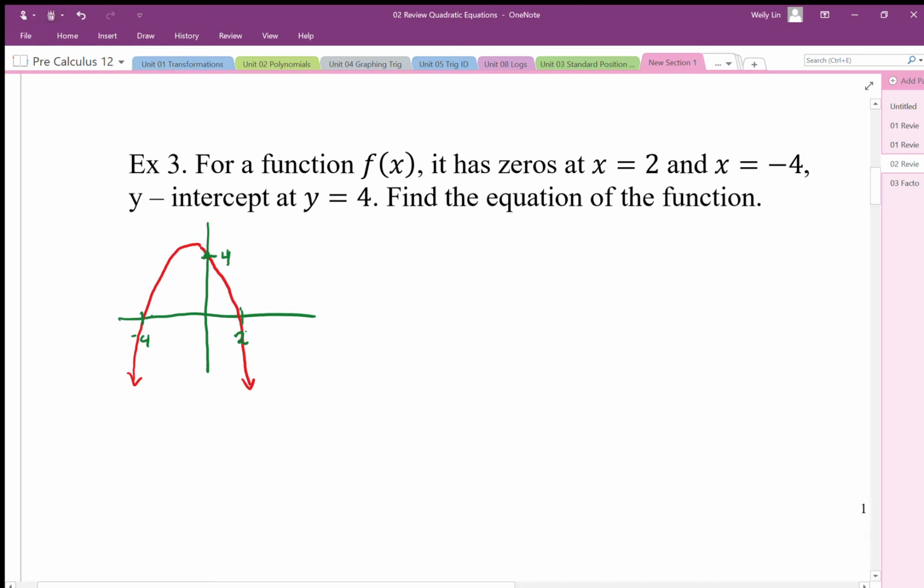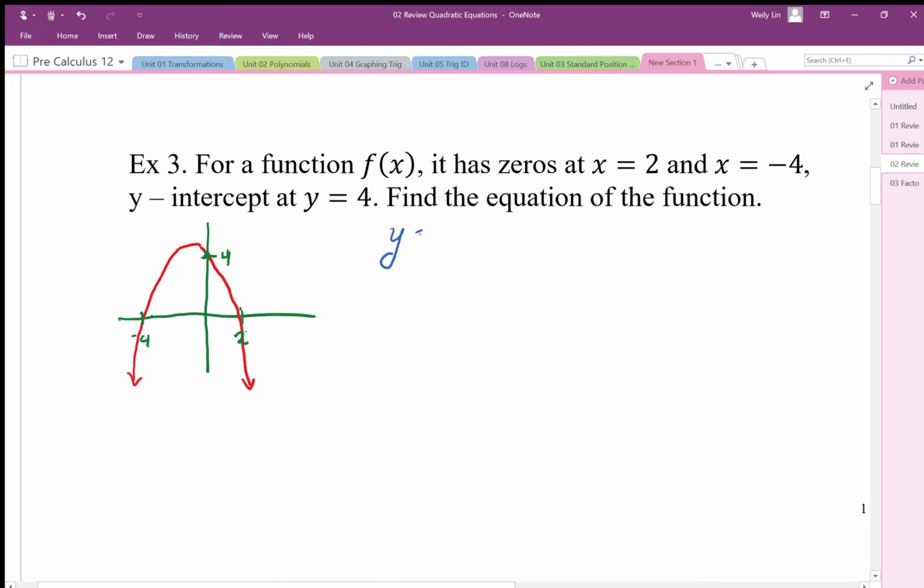They're all solvable, but one's just going to be easier than another. Given the information of the zeros, we should really be thinking factored form. The y-intercept does give us general form information, but we want to try to avoid the general form if we can. So I'm going to use my factored form.